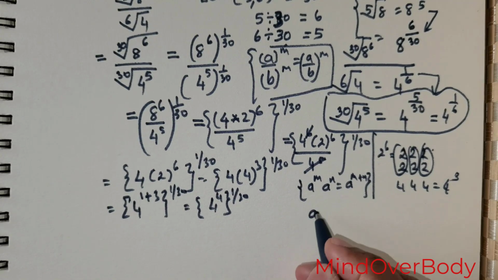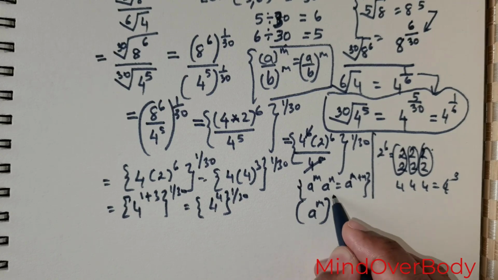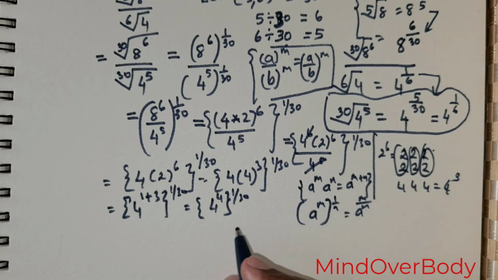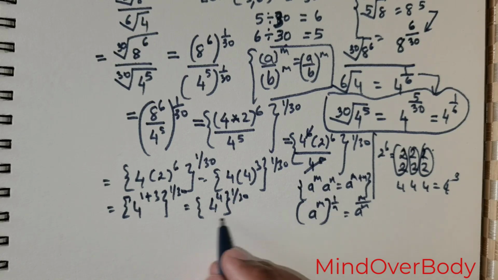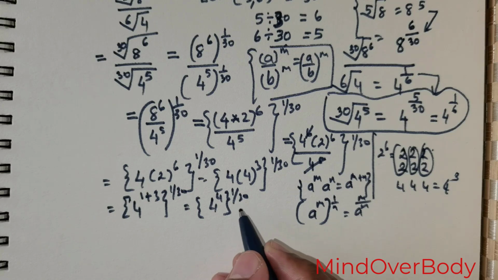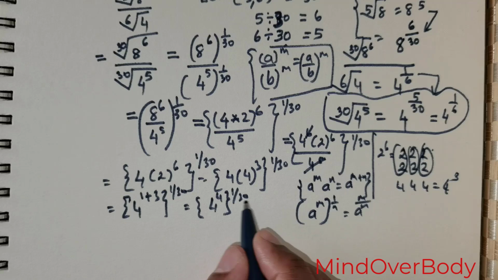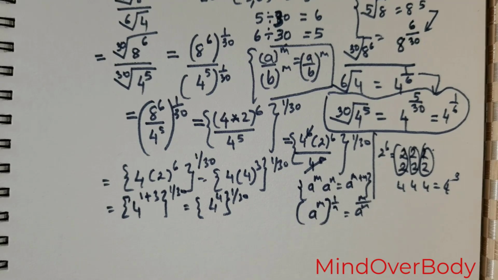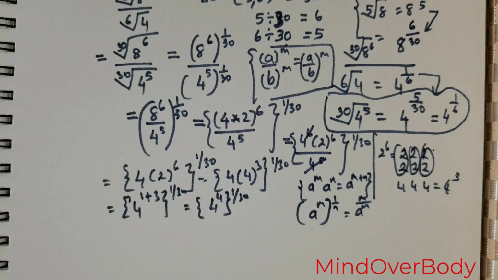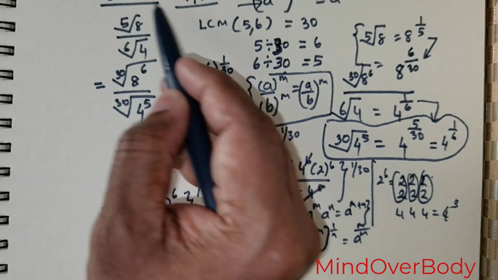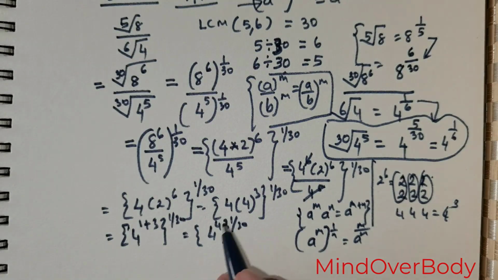Now by the law of index, a raised to the power m raised to the power 1 over n is equal to a raised to the power m divided by n. So I can manipulate this to suit my needs, but I will just retain it as it is. Let me not trouble this. Now what did I do? In all these cases, I have just taken this quantity and reduced it to be like this.